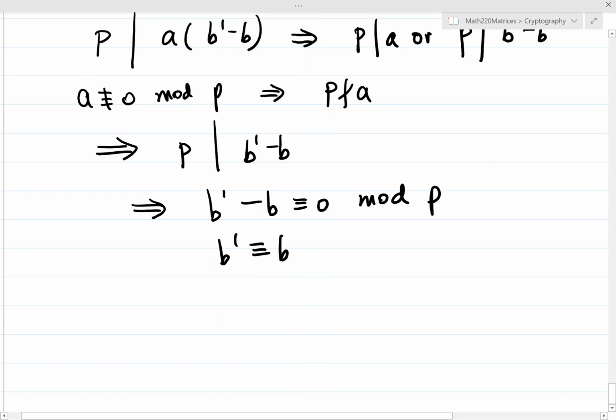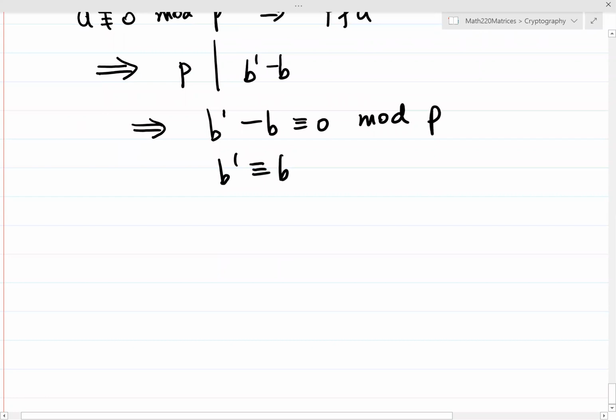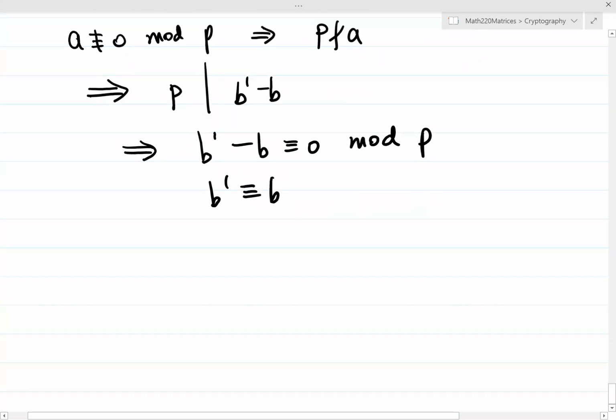Let's do this example: the order of an element. So you see, the non-zero element has an inverse. Now let's actually introduce the definition of a group.